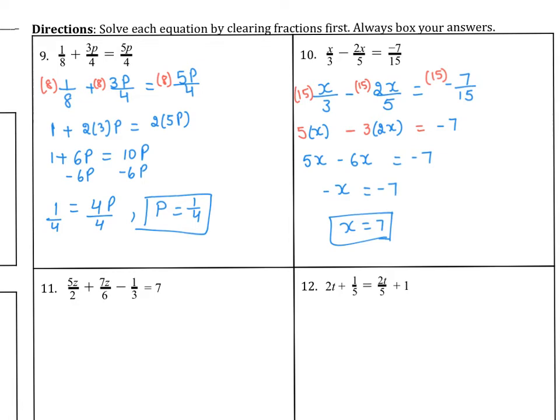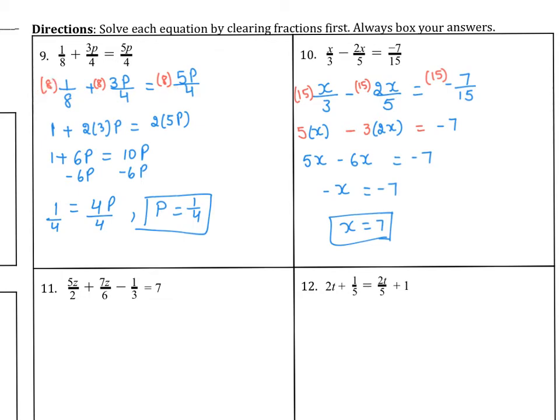Chapter 1.3b, Clearing Fraction. So we are doing number 9 here. 1 over 8 plus 3p over 4 equals 5p over 4. So the LCM, or the least common multiple, is 8. So we are going to multiply each and every term of this equation by 8.